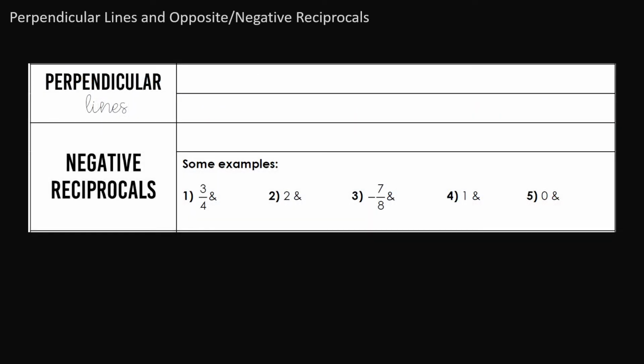So let's talk about perpendicular lines. Perpendicular lines are much different. They have very different slopes, but they have a special relationship. Perpendicular lines have what we call opposite reciprocal slopes. And the symbol we use for perpendicular would be kind of like an upside down T.